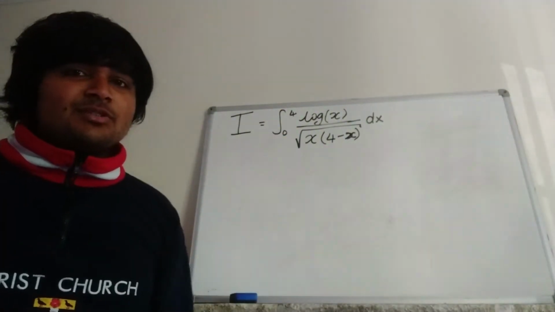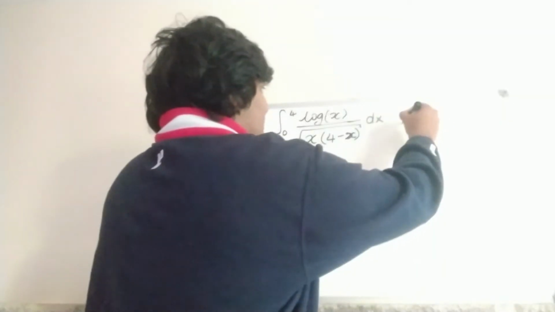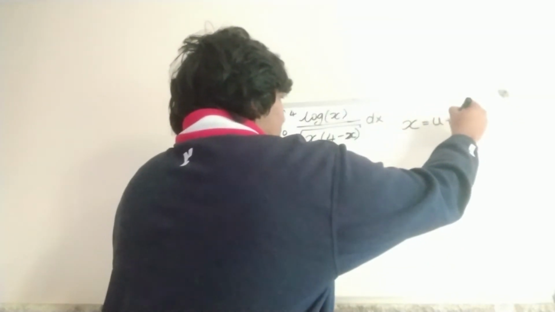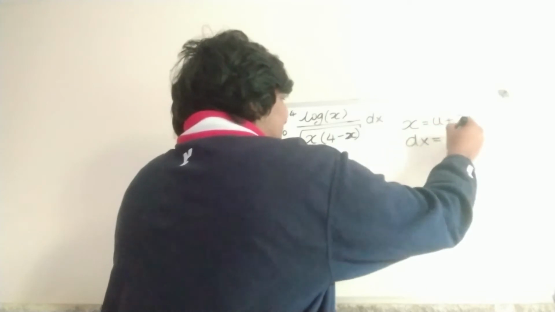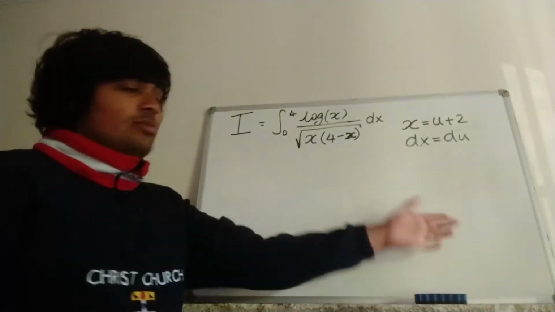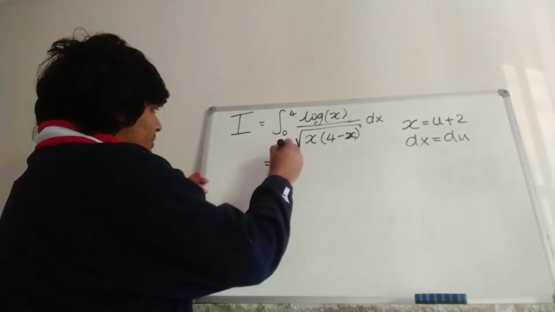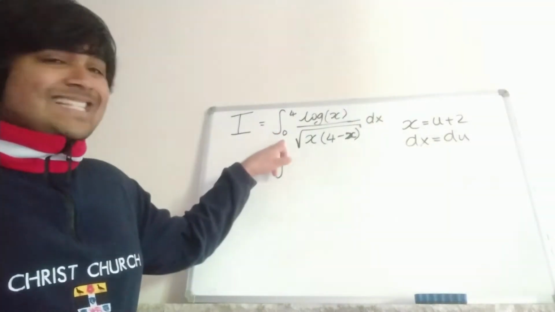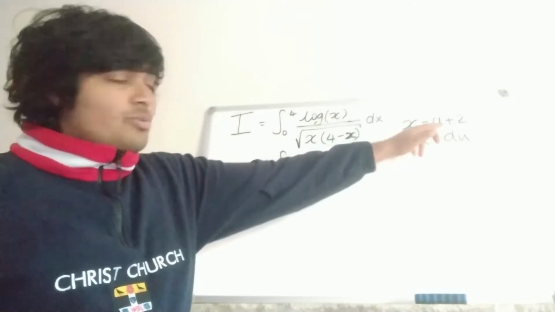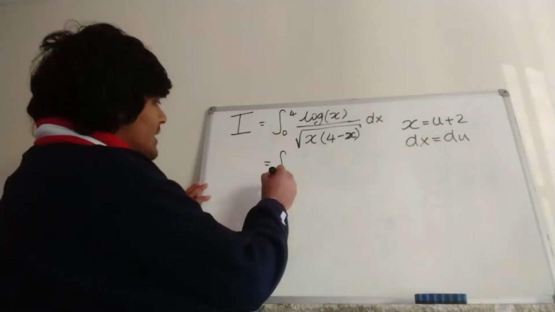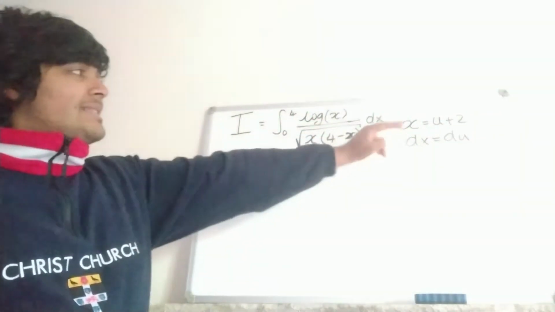Now the first u substitution I want to do is a very simple one. Let's just have x equals u plus 2, so then that of course gives us that dx is equal to du, like so. Just plug it right into this integral. We're going to get the integral from, well, when x is 0 here, we're going to get that u has to be minus 2, and when x is 4, we can see that u has to be 2.